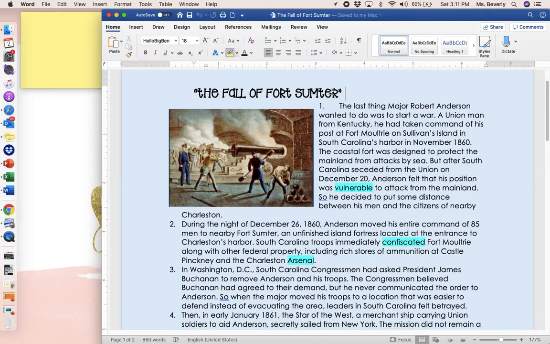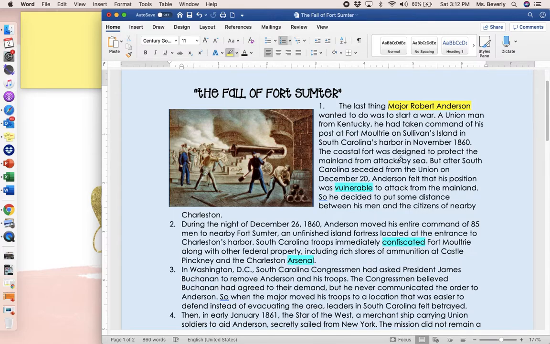The fall of Fort Sumter. The last thing Major Robert Anderson wanted to do was to start a war. A Union man from Kentucky, he had taken command of his post at Fort Moultrie on Sullivan's Island in South Carolina's harbor in November 1860. So right now, I'm just going to highlight this. It's not our gist, but they are talking about Major Robert Anderson. He is one of the people over the Union's army.